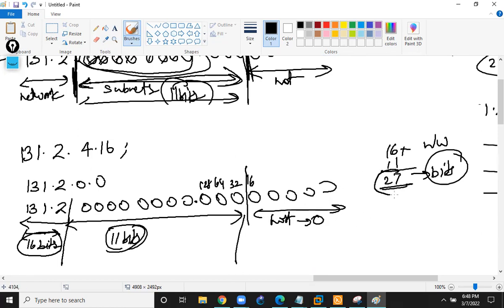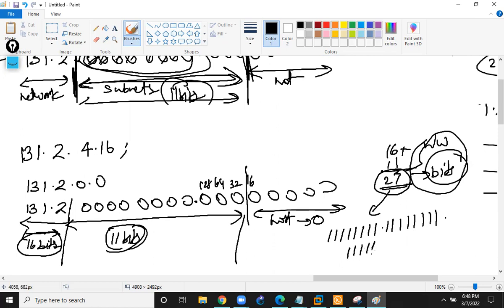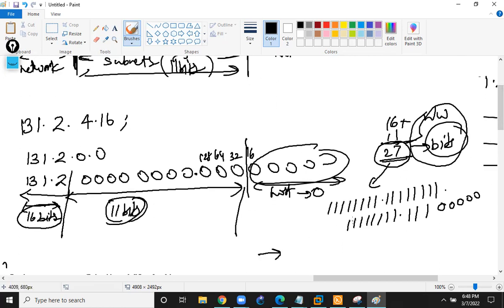Now, if 27 bits are reserved for network, 27 ones will be there: 1, 2, 3, and so on up to 27. Then 28, 29, 30, 31, 32, so 5 zeros are there. This is how you will get the subnet mask. This value will be 255, this value 255, this value 255, and this value will be 224. Clear?